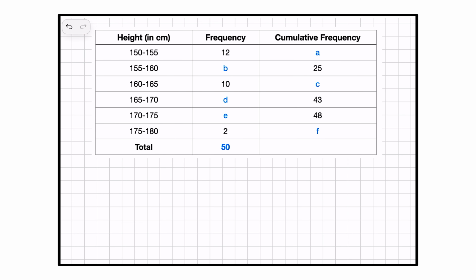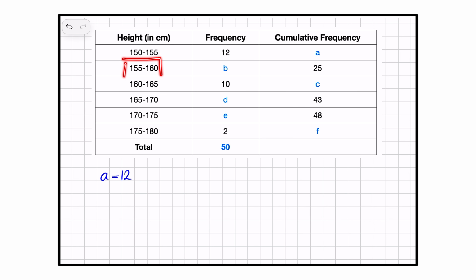It's also given that the total frequency is 50. From the very first class interval, the frequency is given, and it also means that the cumulative frequency will be the same as the frequency because it's the first class. So we can say that A is equal to 12. Let's move further. We need to find B.